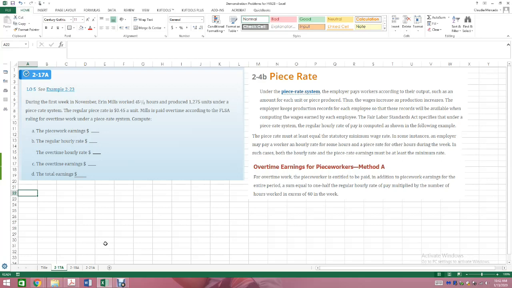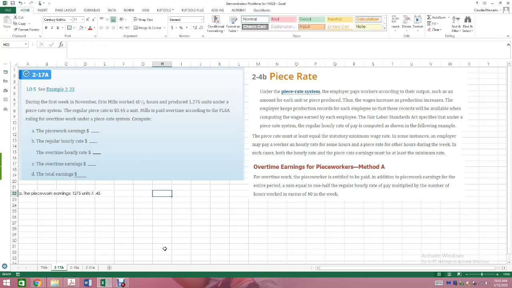The first thing that they're wanting us to calculate is the piece work earnings. To calculate the piece work earnings, we're going to get the number of items or pieces that were produced. In this particular case, this employee, Aaron, produced 1,275 units. So we have 1,275 units, and for each unit, Aaron gets paid 0.45 cents.